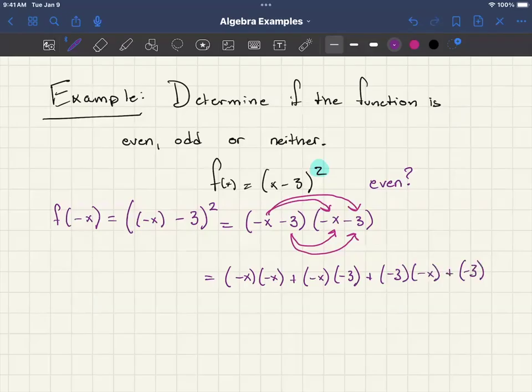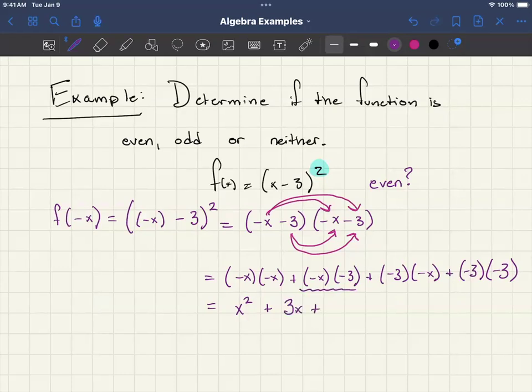Because a lot of these negative signs, as we're going to see, in fact, all of them, are going to cancel each other out. Okay, so first off, we have negative x times negative x. When we have a double negative, they cancel each other out, so we end up with x squared plus, now again, in this next term here, we have two negatives, so they cancel each other out. And we end up with 3x.